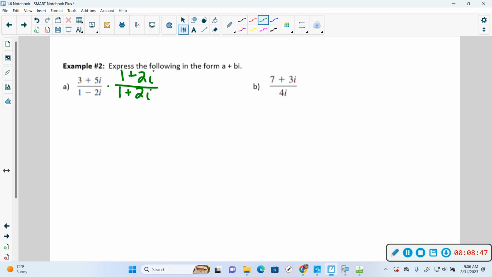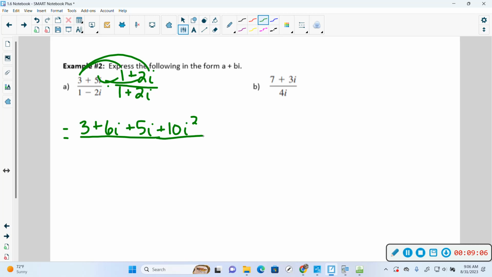So there's the setup. Now it's just gross because we got to do all the multiplying, FOILing, simplifying, etc. So I'm going to start distributing the top. 3 times 1, 6i, 5i, and 10i squared.